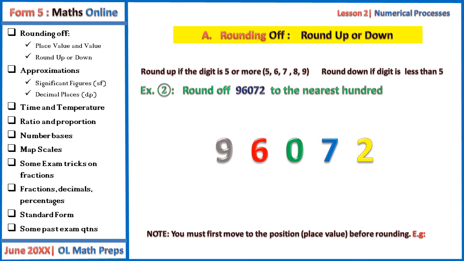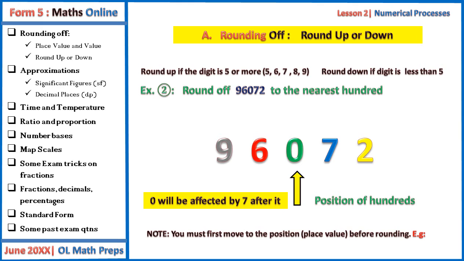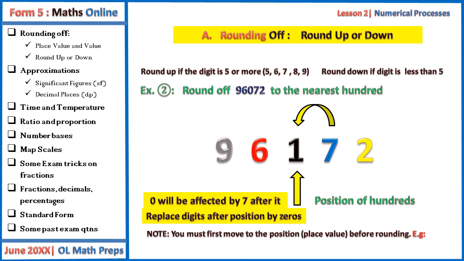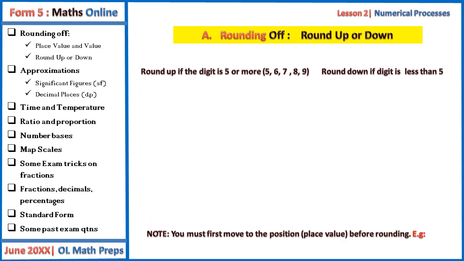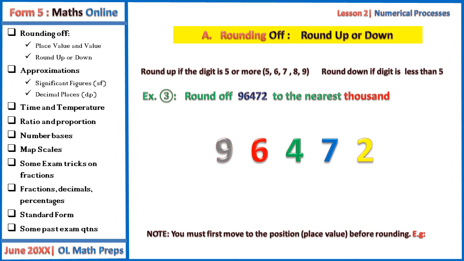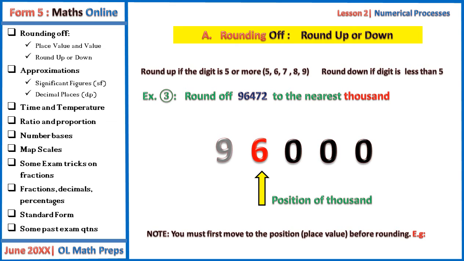Then round this number to the nearest 100. We move to the position of 100, which is occupied by 0. And we ask ourselves, the number after 0 is 7, so it's going to affect this position. So we round this up, and the 0 becomes 1. Now the digits after the 1, we replace them by zeros. Example 3. To round this number to the nearest 1000, the position of 1000 here is at 6. The 4 after it will not affect it, so we just replace everything after the 6 by zeros. That's the nearest 1000.